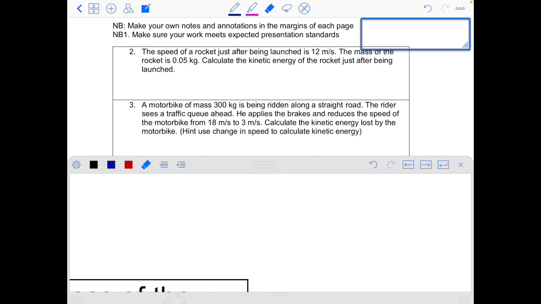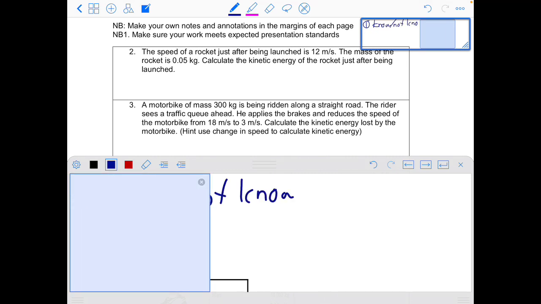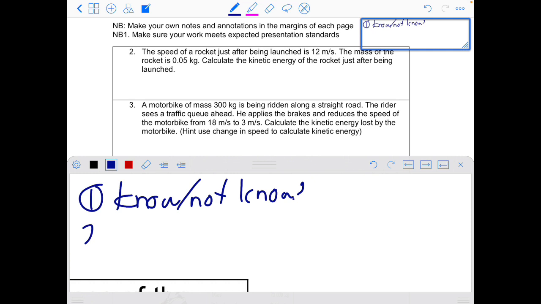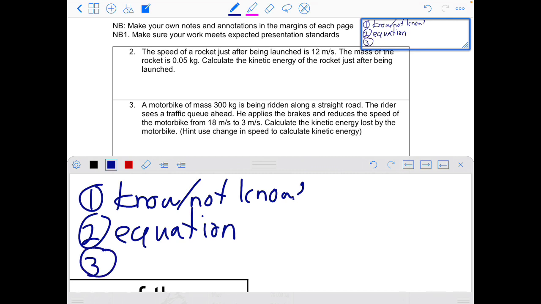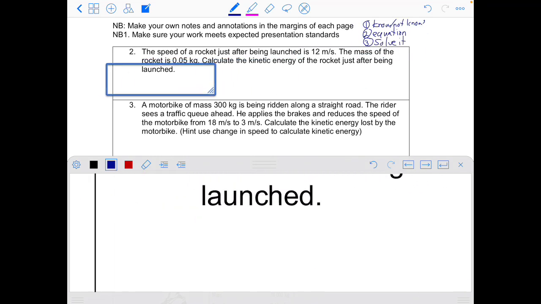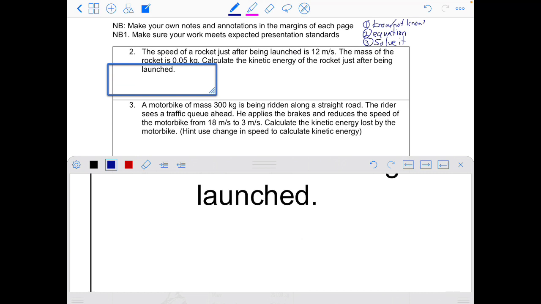So looking at these word questions, remember the 3 steps that we will need to do. So remember, step 1 is, what do you know or not know? Step 2, what is the equation? And step 3 is solve it, which is plug in the numbers and make sure you have it. So we'll do the first one together.